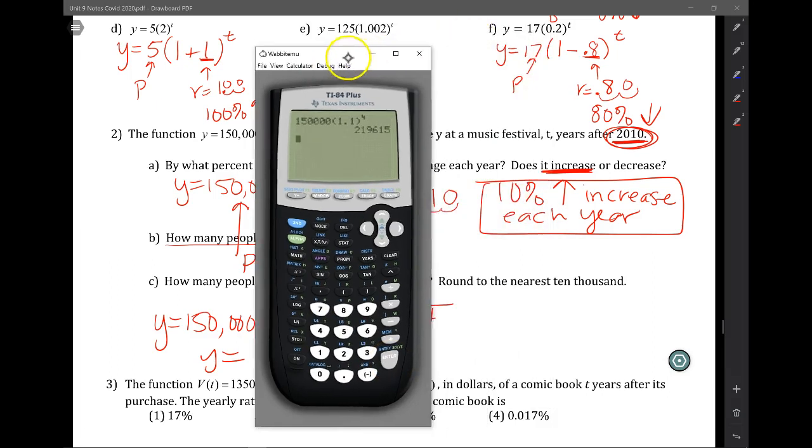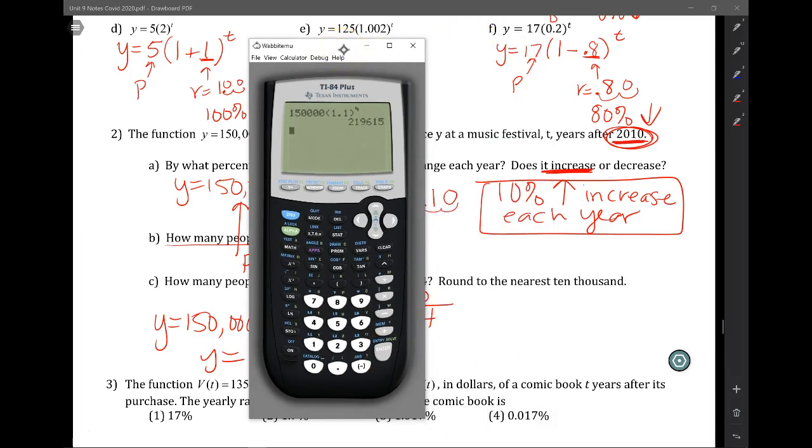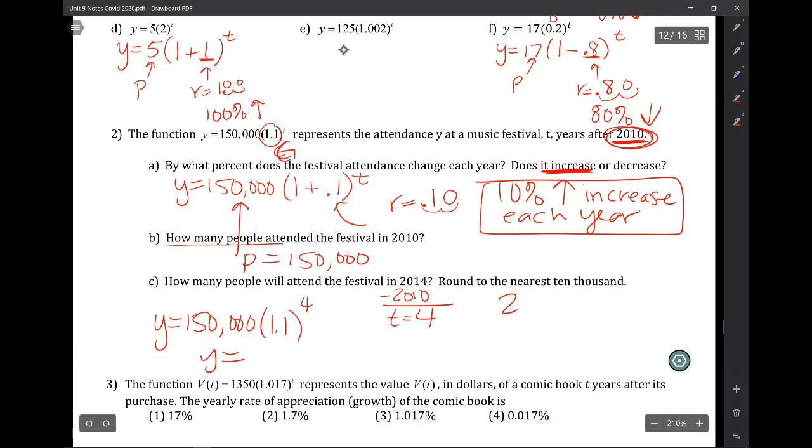And what does it say to round to? Round to the nearest 10,000. So my answer is 219,615. If it wants to round to the nearest 10,000, that would be this placement. So look to the right of it. Does the 9 round up the 1? And it does. So there'd be about 220,000 people that year.